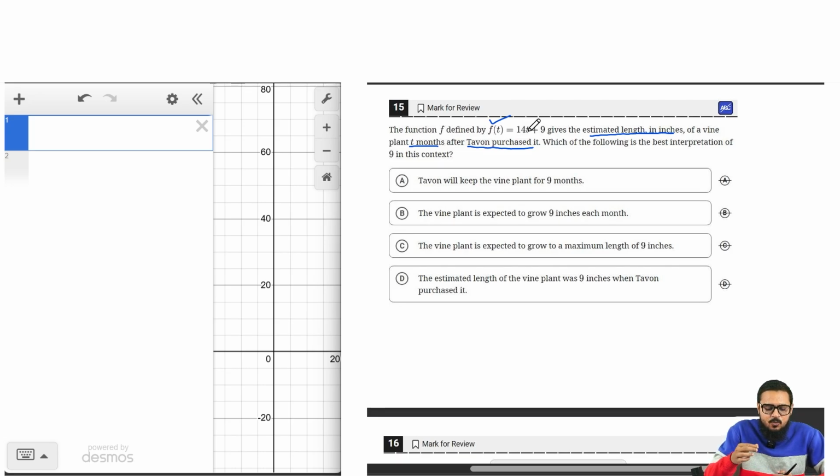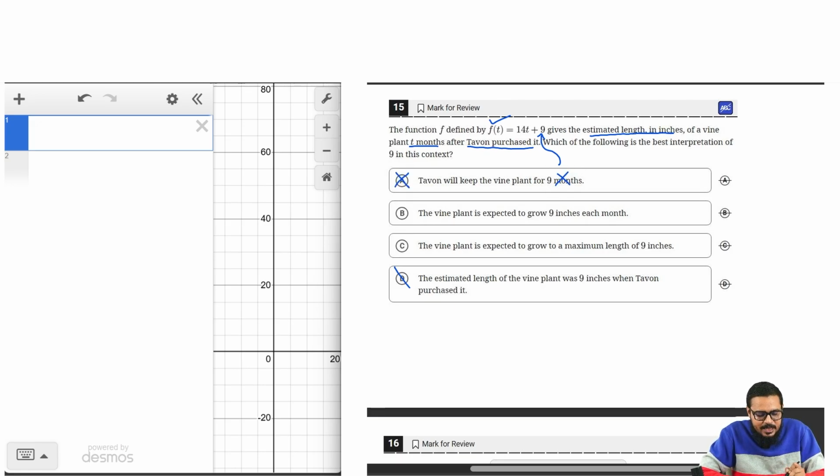So this actually means that when he initially purchased it, after 0 months, the height was already at a level of 9 inches. And I think that's the only option that states this correctly. That's answer option D. Answer option A says that Tevon will keep the vine plant for 9 months. Now, 9 represents the value of a y-intercept, and y's unit is inches, so it's 9 inches, right? Not 9 months. So answer option A should definitely be incorrect.